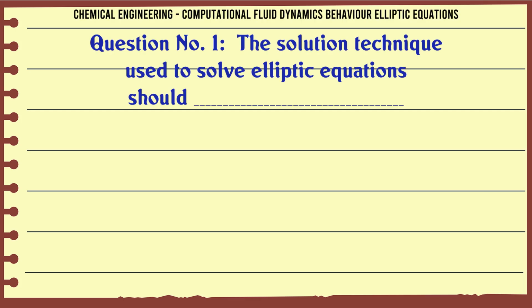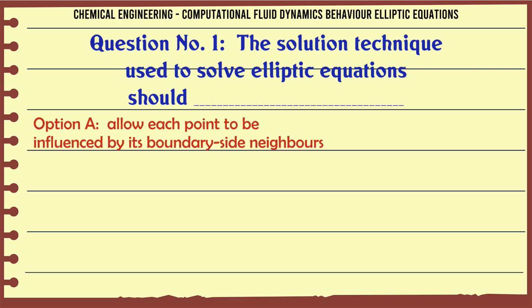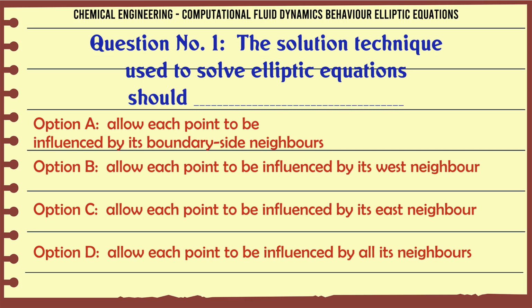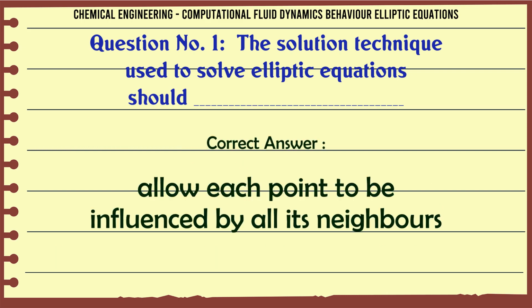The solution technique used to solve elliptic equations should A. Allow each point to be influenced by its boundary side neighbors. B. Allow each point to be influenced by its west neighbor. C. Allow each point to be influenced by its east neighbor. D. Allow each point to be influenced by all its neighbors. The correct answer is allow each point to be influenced by all its neighbors.